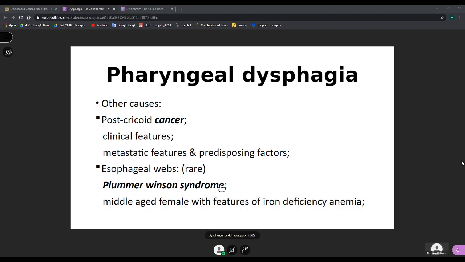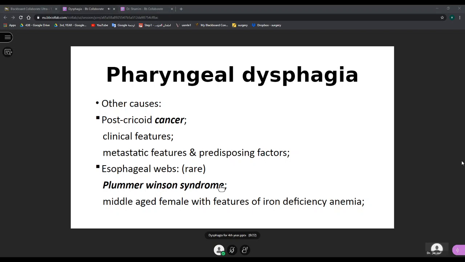The patient can also have palpitation because of decreased hemoglobin concentration and anemia. He can also get shortness of breath and dyspnea if the condition becomes very severe. The important thing is that if you are evaluating a patient who has dysphagia, particularly pharyngeal dysphagia, some of your questions have to be devoted to assessment of anemia, particularly if the patient is a lady at the age of 40, because here the possibility of Plummer-Vinson syndrome will be very likely.